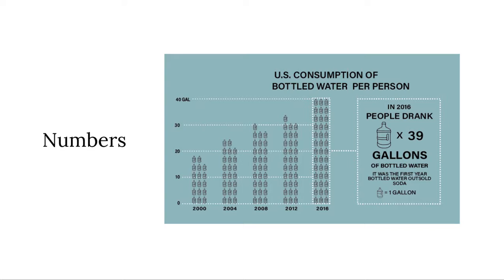Where this chart struggles is that one row represents 3 gallons. So for example, in 2008, the bar reaches the 30 gallon mark, but if you count all the icons, it is only 28 gallons. So that could be kind of confusing to the viewers if they want to know the exact numbers.